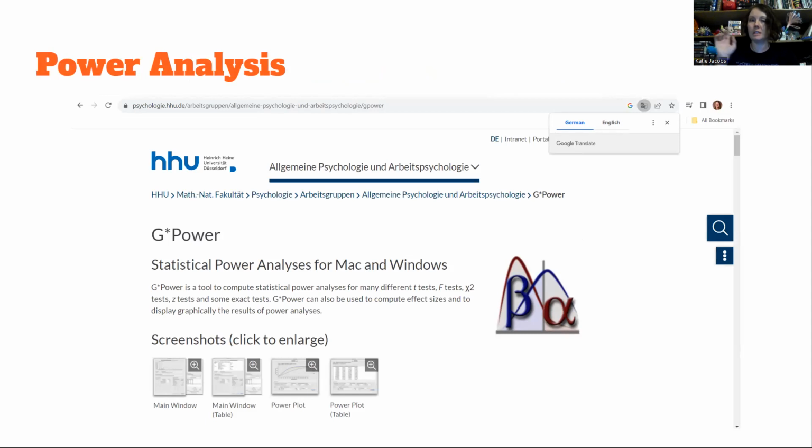But if you just put G asterisk power, you can find the software, and then there are some manuals and things that you can look at. In order to do a power analysis, you have to have information about what statistical analysis you're using, how big you think the effect size is going to be, if you wrote your hypotheses directionally or non-directionally, and what your alpha level is. When you put the information into it, it'll pop out what your minimum sample size has to be in order for it to be properly powered.